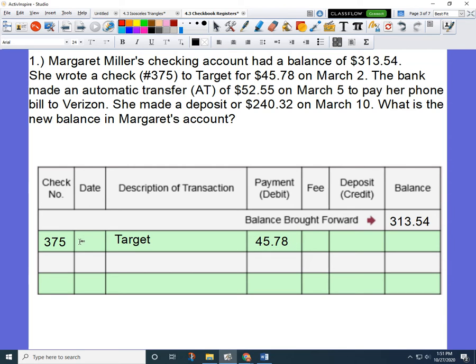And then lastly, it says on March 2nd. Now, you don't necessarily have to do this in any order. And I don't even know if every checkbook register is formatted the same way, like the check number first and then the date. This is just the example that I had. The bank made an automatic transfer. Okay. I would personally record that out here as a check number. Automatic transfer of $52.55. That's again money coming out, $52.55, to pay her bill to Verizon on March 5th.